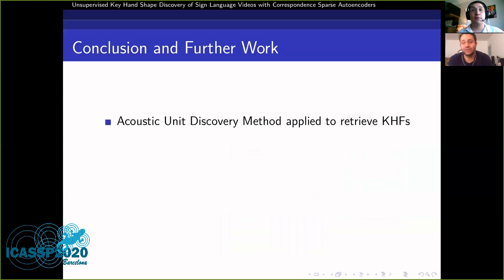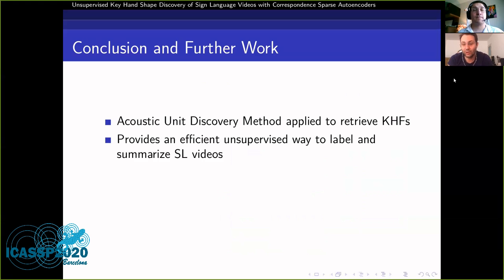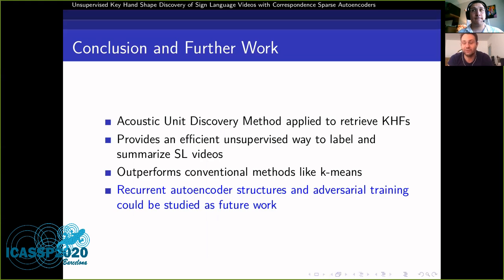To conclude, in this study, we have successfully applied the acoustic unit discovery techniques of speech processing to retrieve the key handshapes. The work conducted here provides an efficient, unsupervised way to label and summarize sign language videos. We have seen that this neural network methodology not only outperforms the conventional methods, but also could be extended to include recurrent structures and adversarial training as future work.